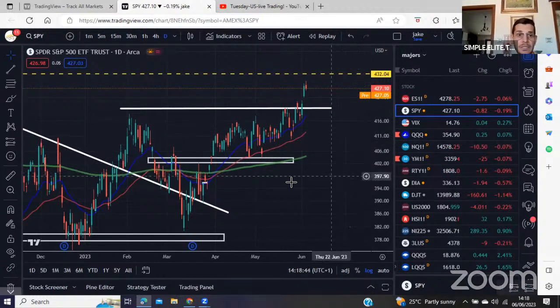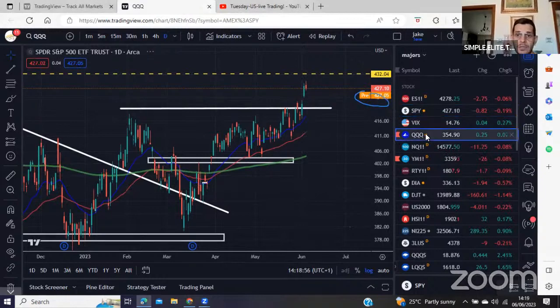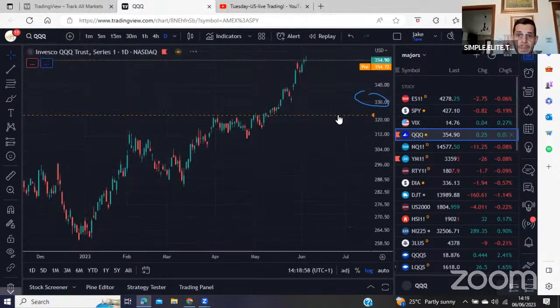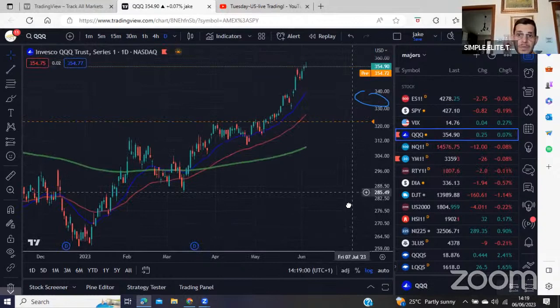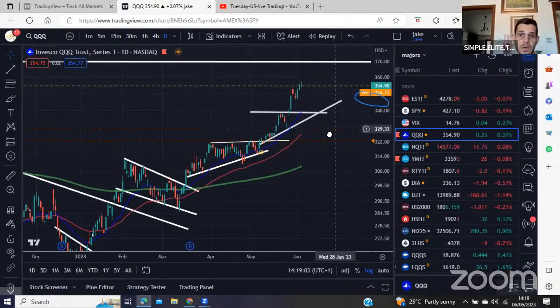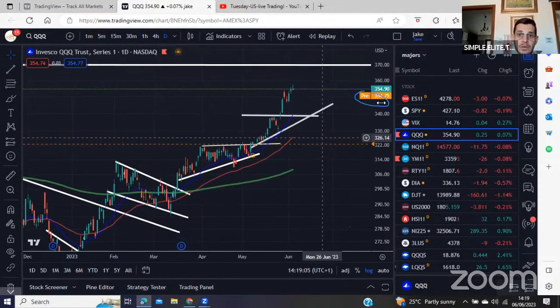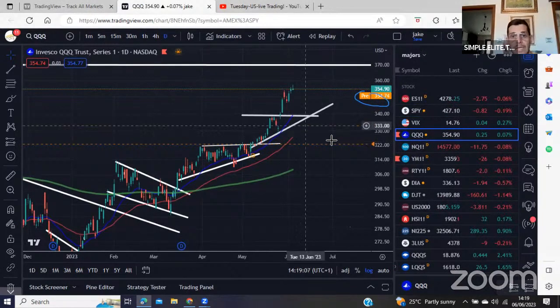As you can see, this SPY is the ETF chart. The pre-market is lower, but not much lower. Let's see, Nasdaq is QQQ. Yeah, the pre-market is lower as well. You can see it in the circled box here. So let's see later on how it's going to develop.